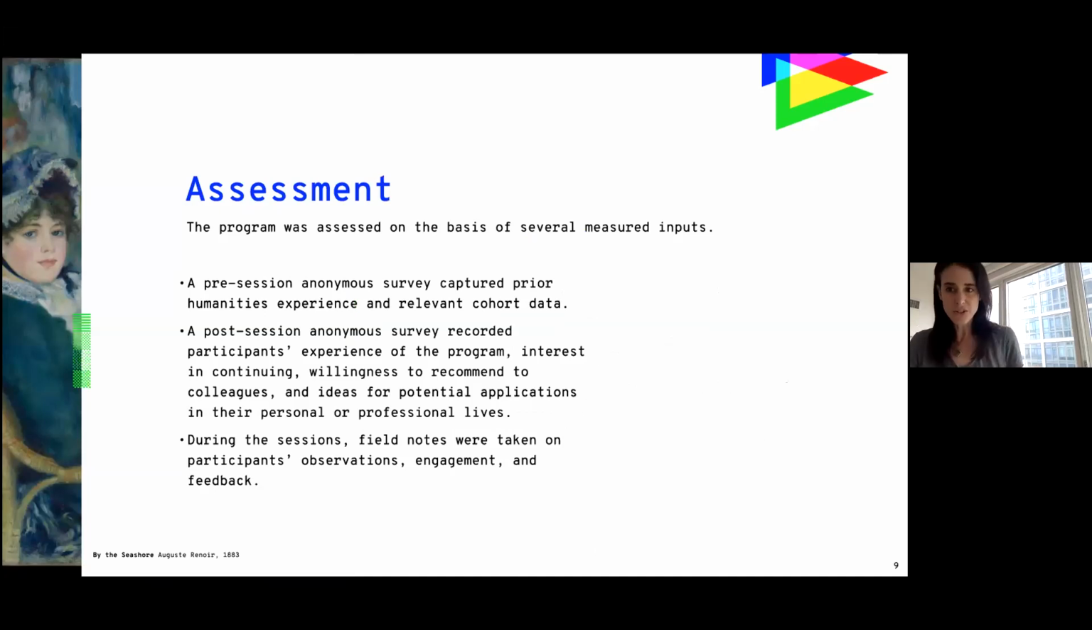So how did we assess the program? We did a pre-session survey anonymously to capture prior humanities experience and cohort data. We did a post-session survey recording their experience, interest in continuing, whether they would recommend it to a colleague, and ideas for future applications. We also had a research assistant who was with us who took field notes throughout.